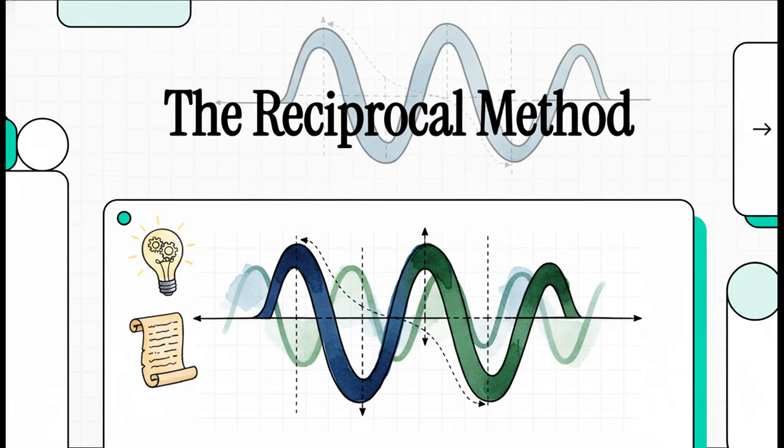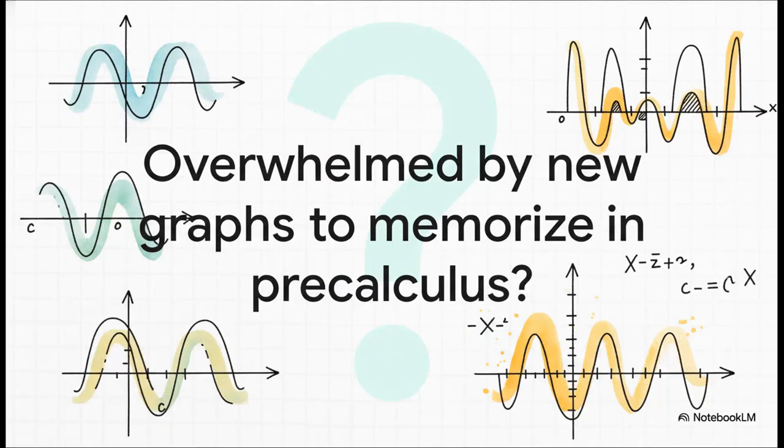All right, let's talk about precalculus, specifically those two graphs that can be a real headache, secant and cosecant. Now, if you're thinking you have to memorize them, I've got great news. Forget that. We're going to show you a way to build these graphs step by step, using something you already know like the back of your hand. You know that feeling, right?